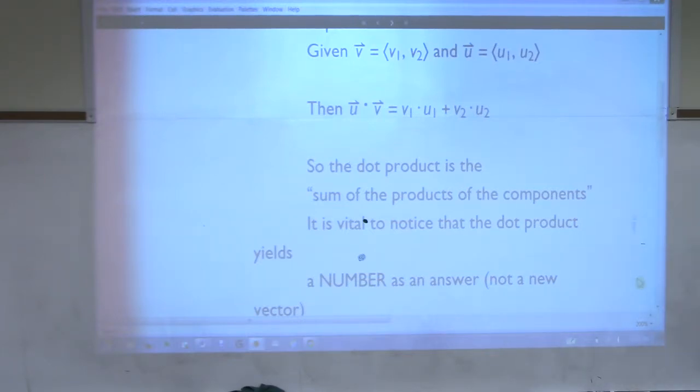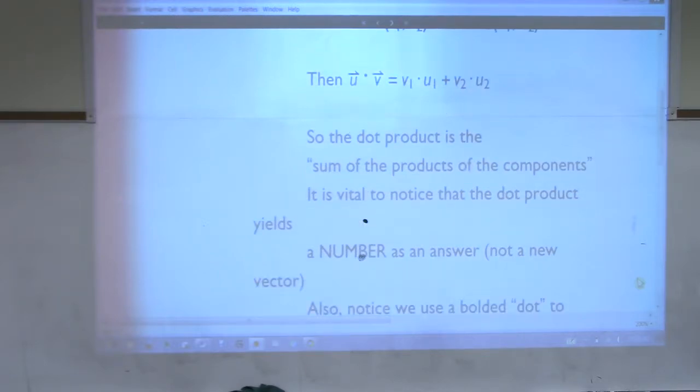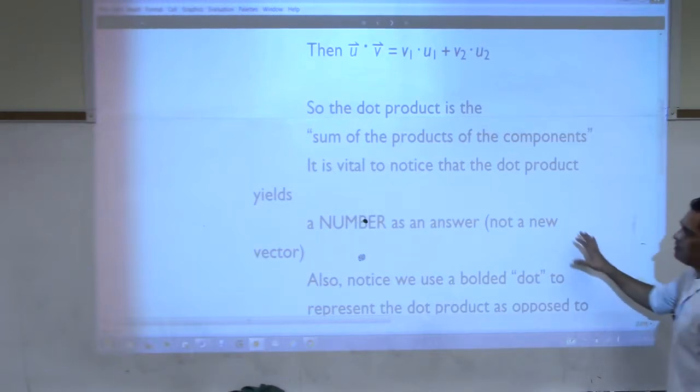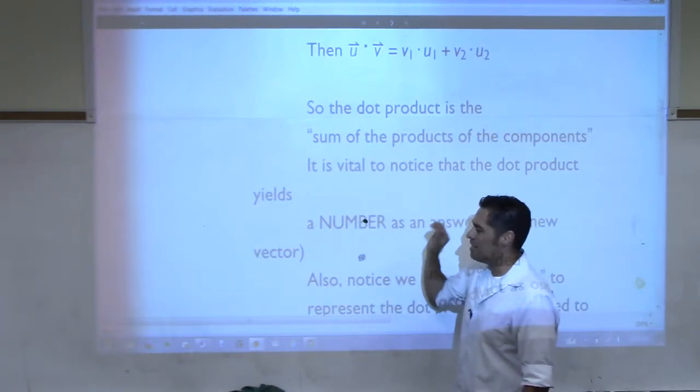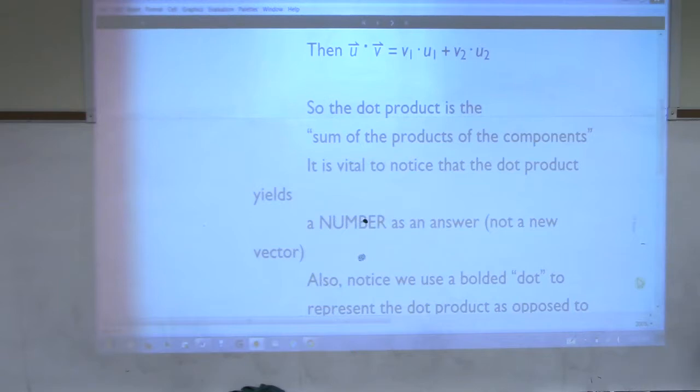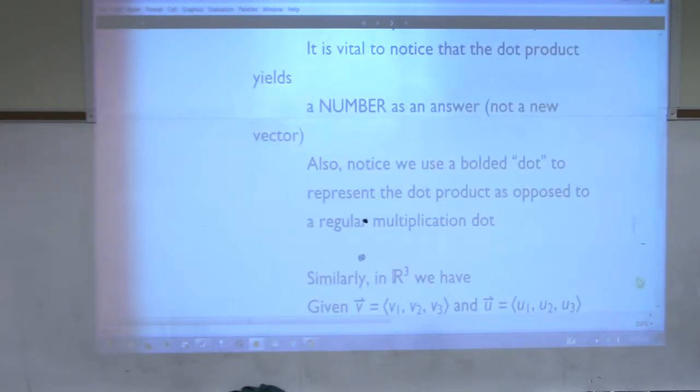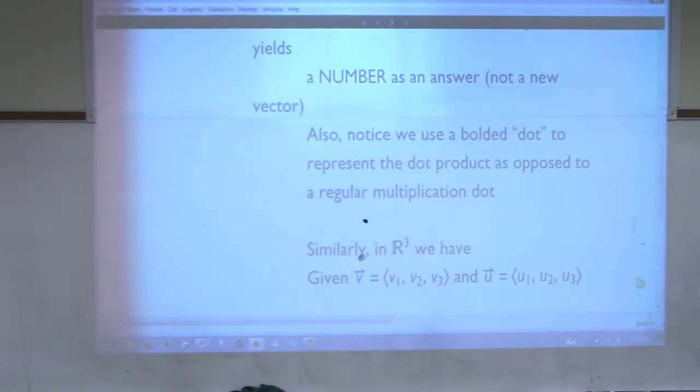What does that look like? I knew you'd ask, and I'm going to answer that. The question is, what does it mean? What does that number actually mean? It's vital to understand that the result of the dot product is a number, and the answer is not a vector, and that we use the bold dot.